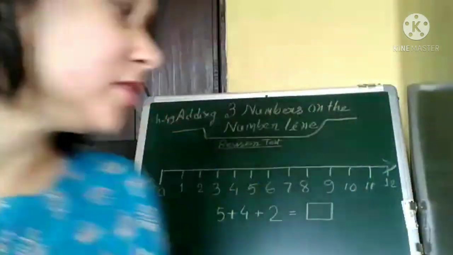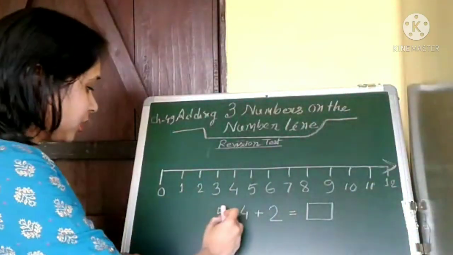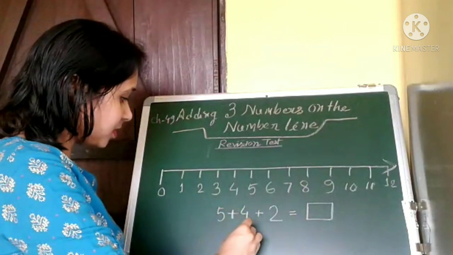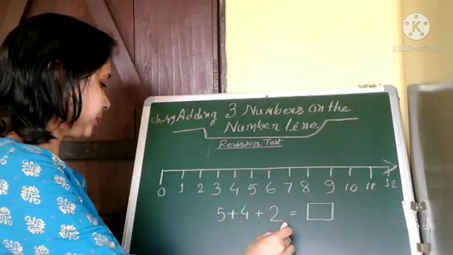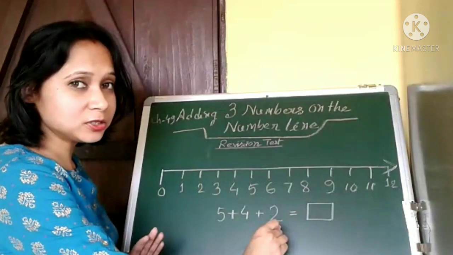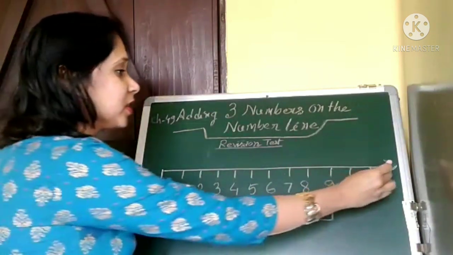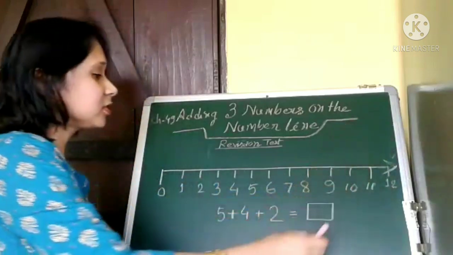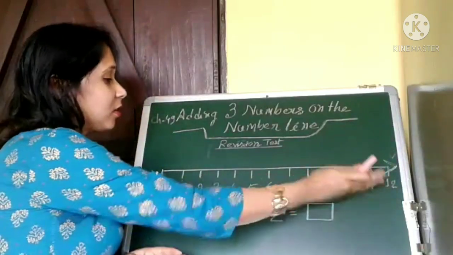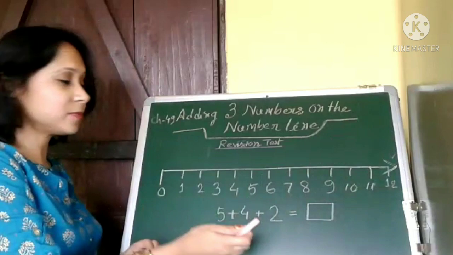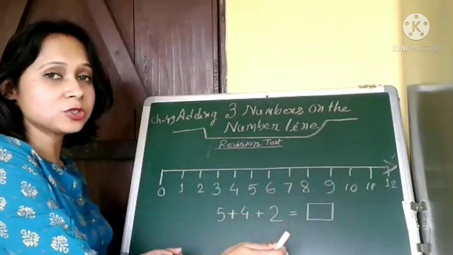Okay. Now see here 3 numbers: 5 plus 4 plus 2. This addition you will do by number line. These arrows indicate the numbers are increasing to the right and decreasing to the left, and these numbers do not stop.